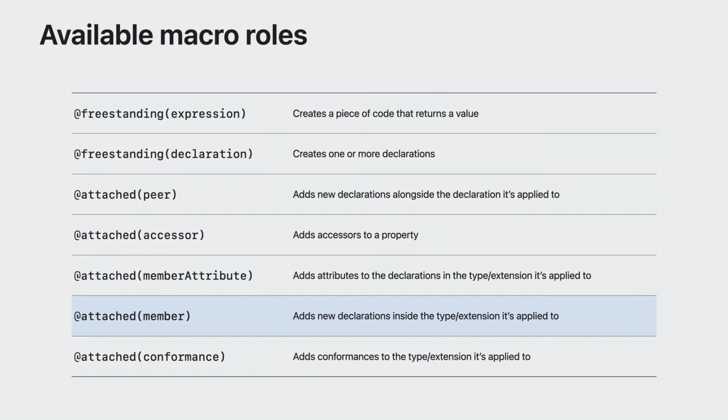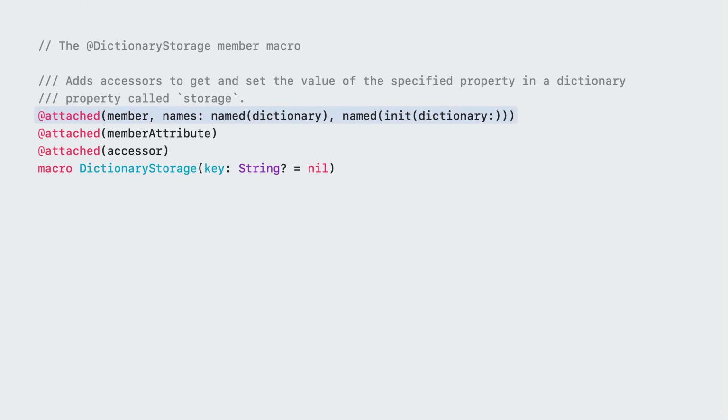We can do that using the attached member role. Like member attribute macros, you can apply these macros to types and extensions, but instead of adding attributes to existing members, they add totally new members. So you can add methods, properties, initializers, and so on. You can even add stored properties to classes and structs, or cases to enums. Once again, we'll add a new attached member role to the dictionary storage macro, composing it with the other two. This new role will add an initializer and a property called dictionary.